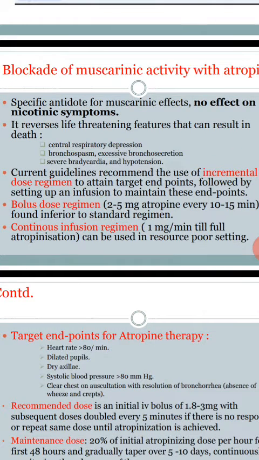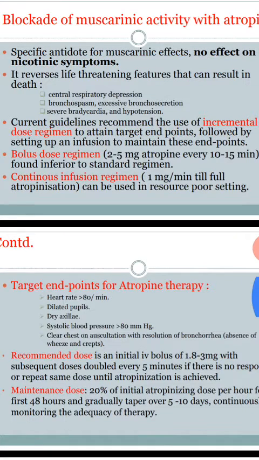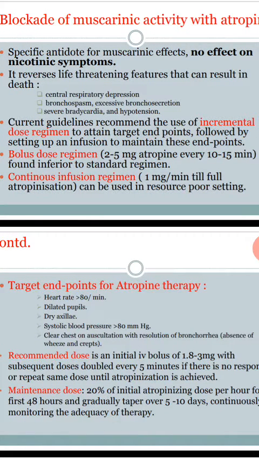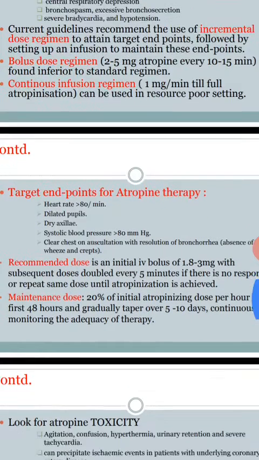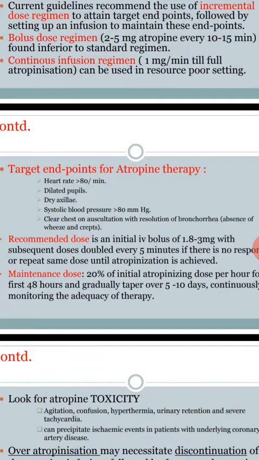There is some dosing. In single injection you can administer 2 to 5 mg atropine every 10 to 15 minutes, or otherwise a continuous infusion of 1 mg per hour till full atropinization. So it is either continuous IV infusion or bolusing. Continuing till atropinization means that if the patient shows any one of the targeted atropine endpoints, you can stop the atropine. When you continuously administer atropine, you continue until complete atropinization.